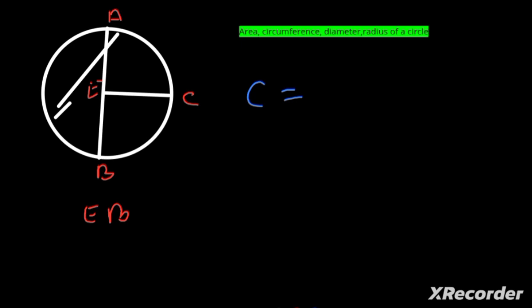For example, the circumference of the circle is not given, but the radius of the circle is given.